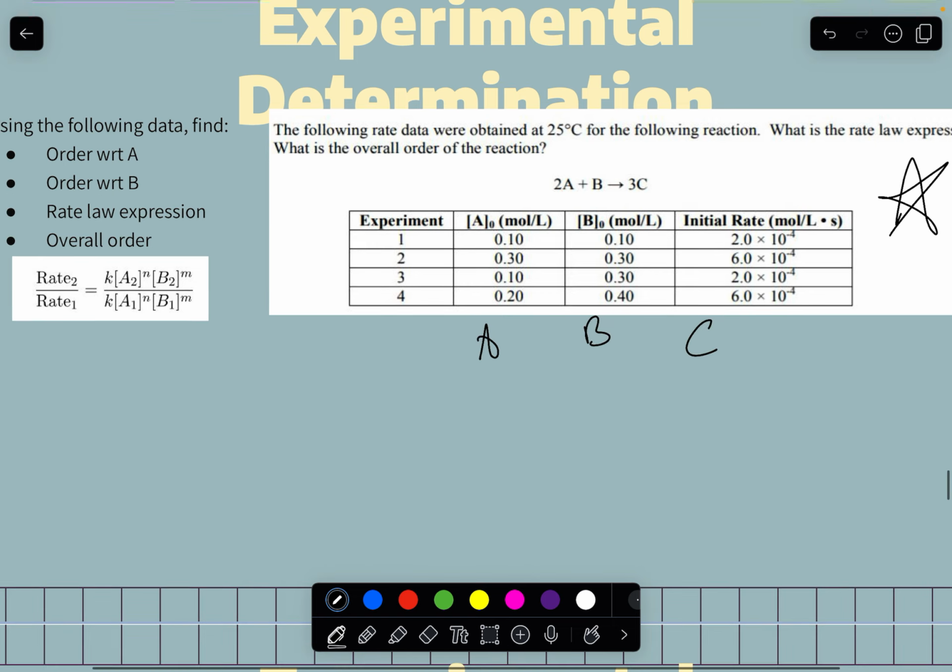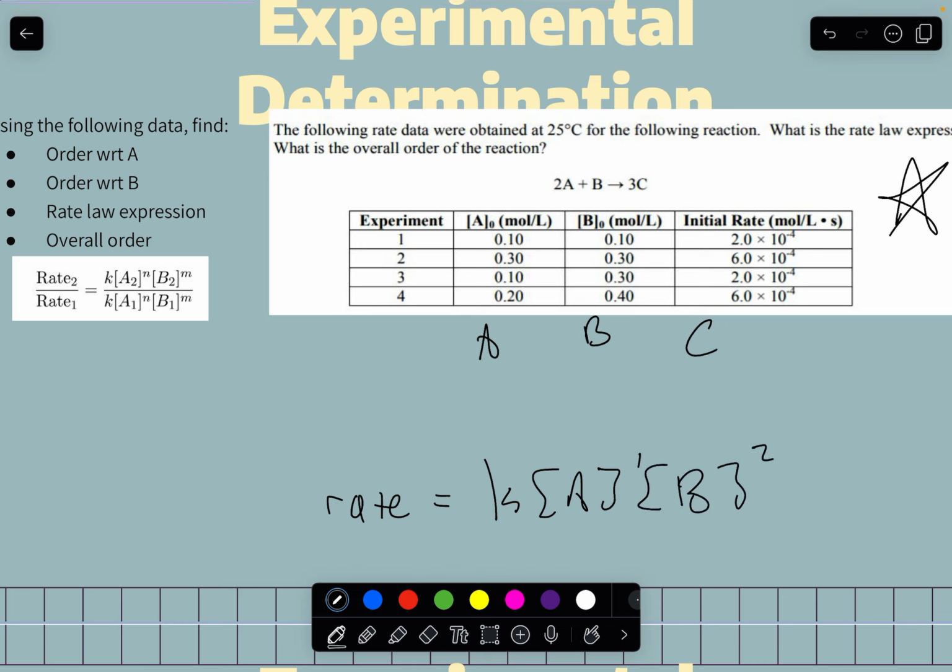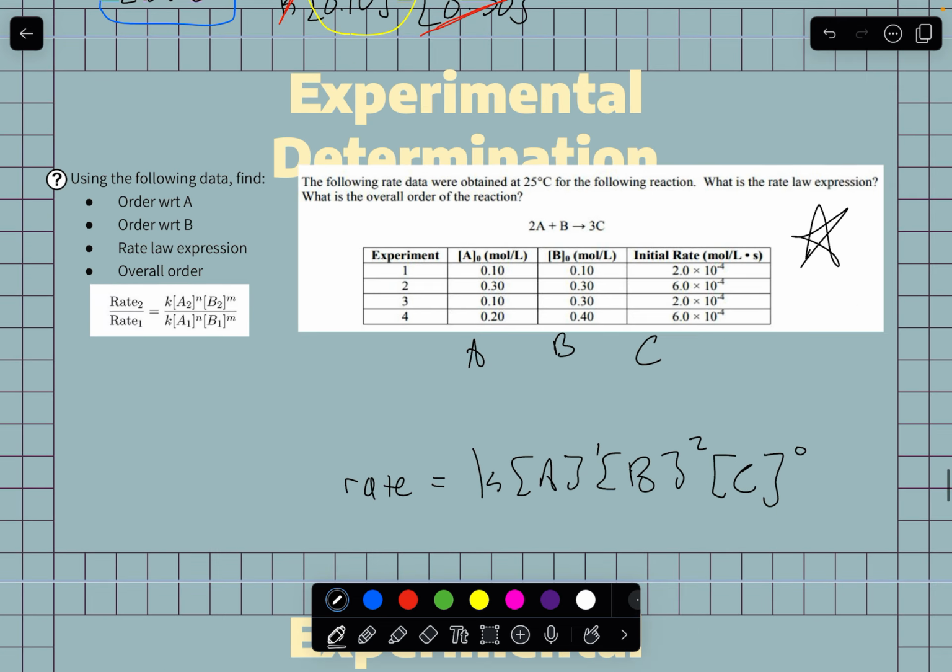Okay. And you should get as your final answer, rate equals K, A to the 1st, B squared to the 2nd power, and then C to the 0th power. Okay. So I'm going to change out this table, use a table in the slides, not in this video, to answer that question there. Make sure your answers line up with mine.